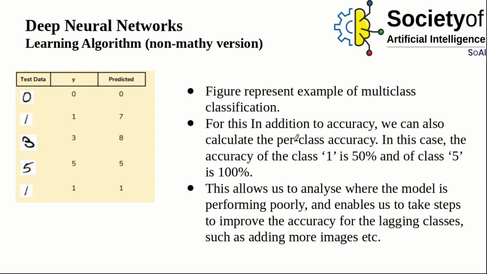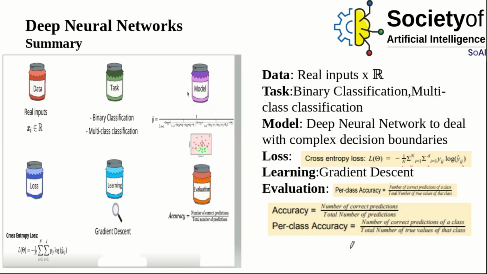For this, in addition to accuracy, we can also calculate per class accuracy. In this case, the accuracy for class 1 is 50% and that for class 5 is 100%, as y output and y predicted are equal. This allows us to analyze where the model is performing poorly and enables us to take steps to improve the accuracy for lagging classes, such as adding more images or training our model on more data for particular classes, so that its accuracy increases.